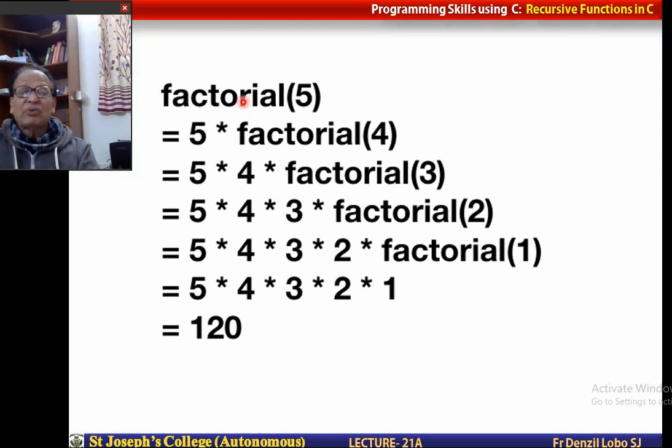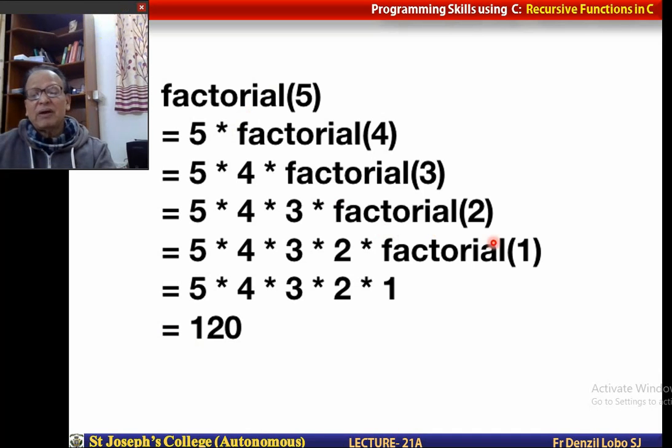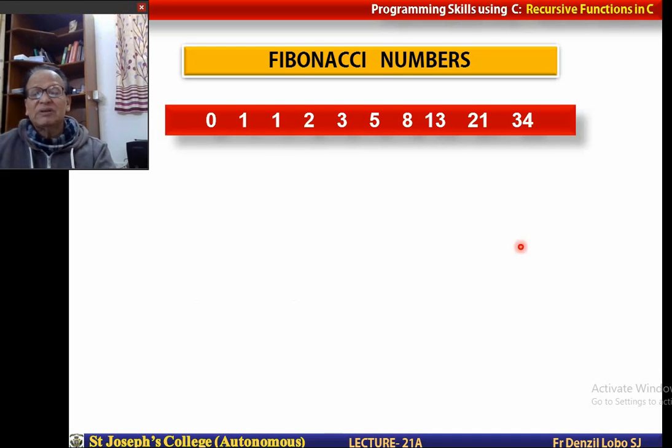So for example, here factorial of 5. Factorial of 5 is 5 into factorial of 4. Factorial of 4 is 4 into factorial of 3. It goes on and on, comes to factorial of 1 and factorial of 0. And in that case also it returns 1. Because 5, 4, 3, 2, 1 into 1 becomes 120. So this is how it is going to calculate the factorial of the number using the recursive algorithm.